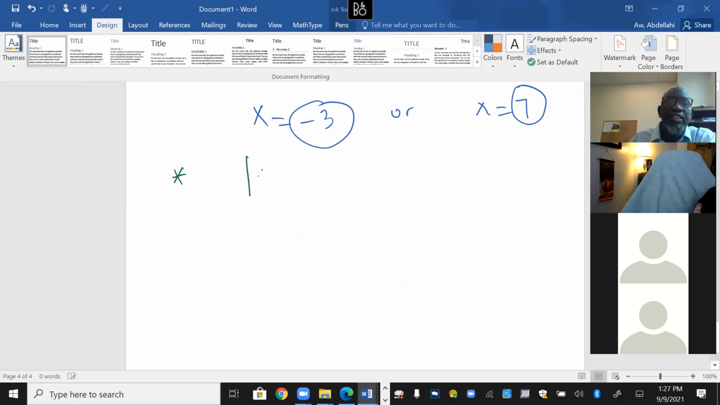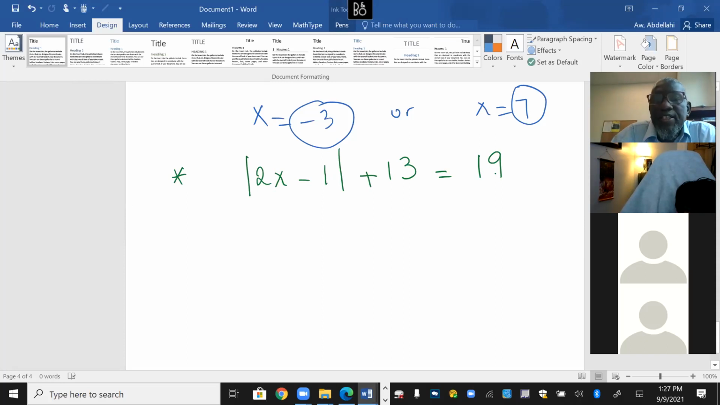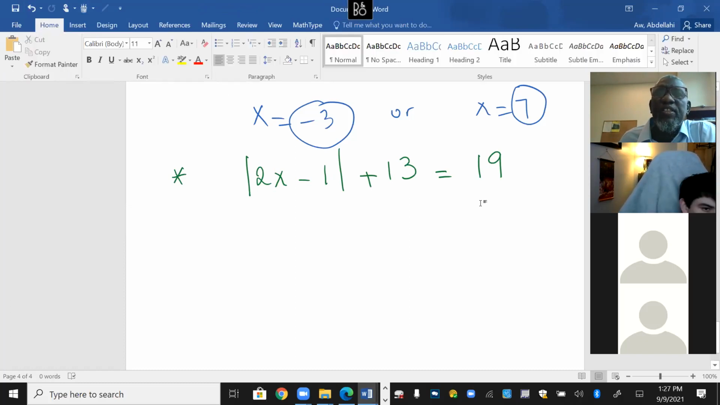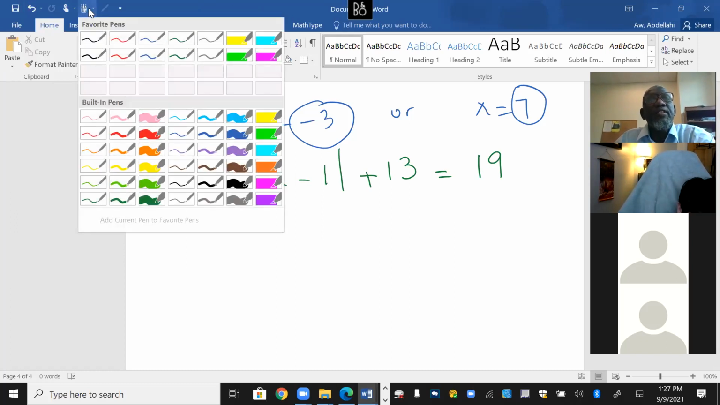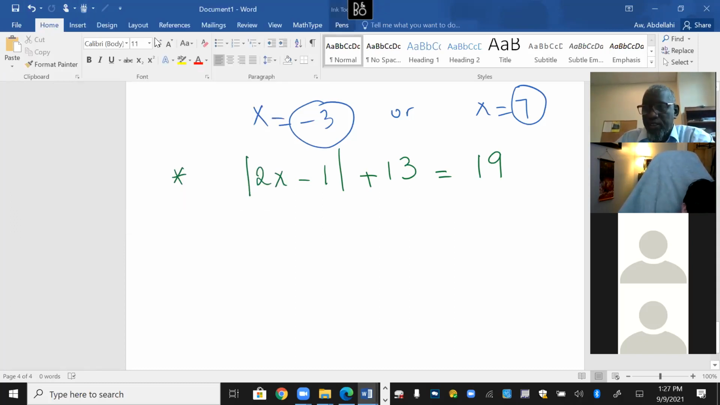So if you have the absolute value of 2x minus 1, plus 13, is equal to 19. This is a more general equation than the one we just did, but it is not more complicated than the other ones. We understand we're going to break it down into 2 equations, right? But is it time to do it yet? No, we add -13 to each side first.